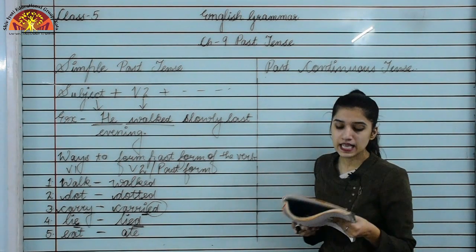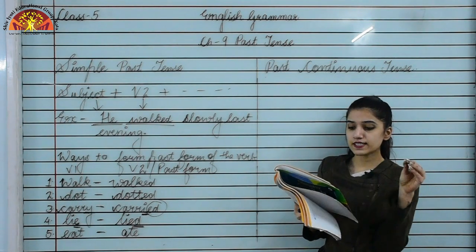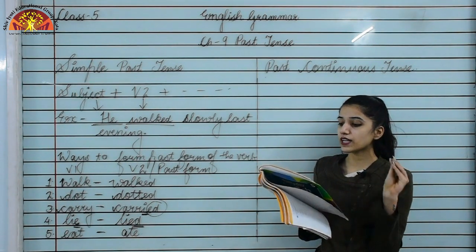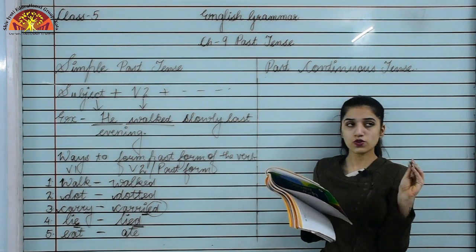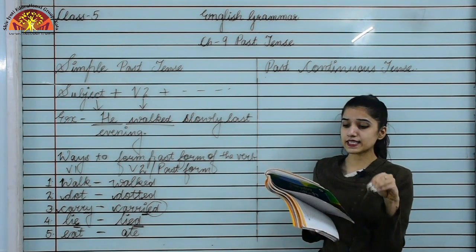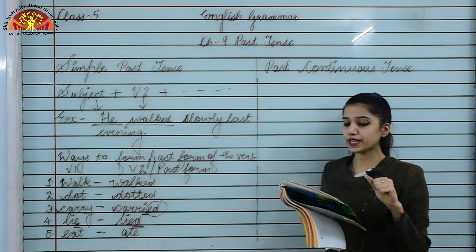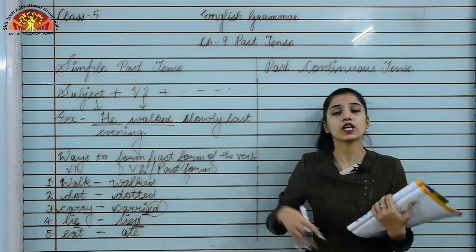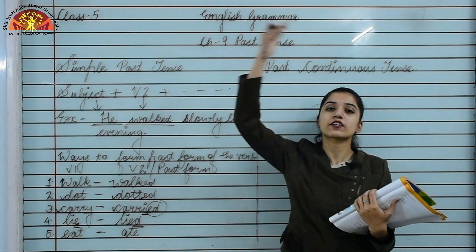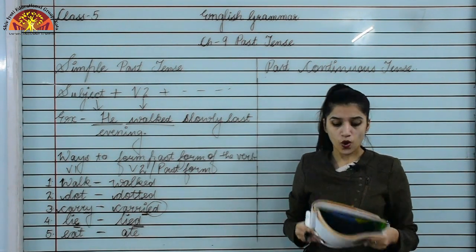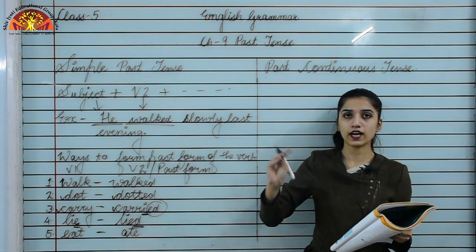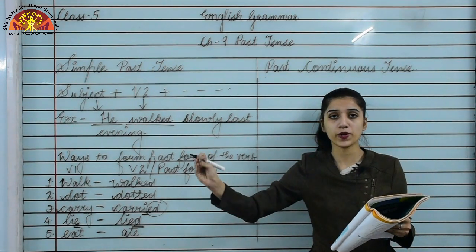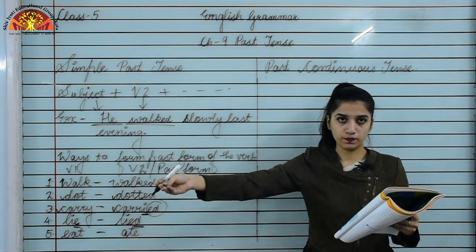So that is indicating past continuous tense. Past continuous tense is also used to indicate an action that was in progress when another action occurred in the past. So this past continuous tense is also indicating an action that was continuing when another action took place. When I saw Amit, he was playing football. What was he doing? He was playing football.